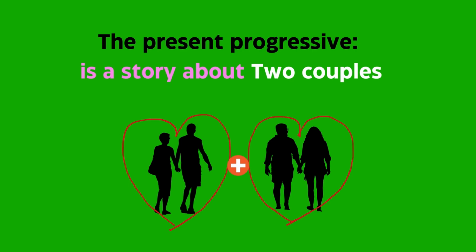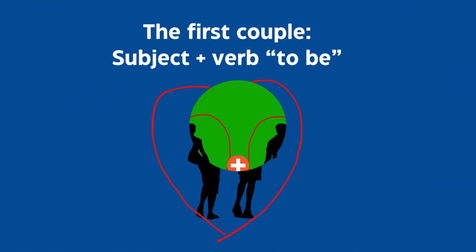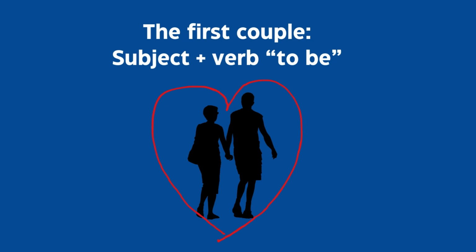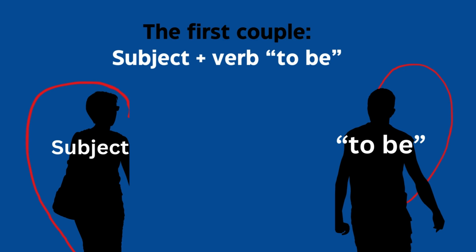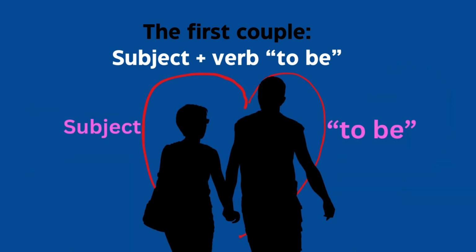Now, let's learn a little more about the present progressive. The present progressive is a story about 2 couples. The first couple is the subject plus the verb to be. This couple must always match. The subject must always match the verb to be.